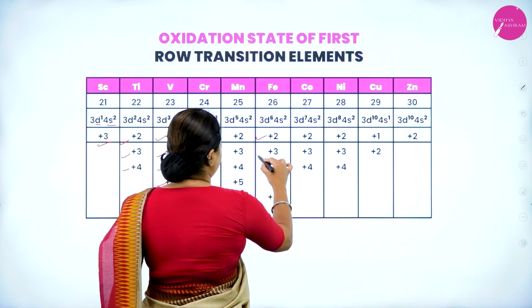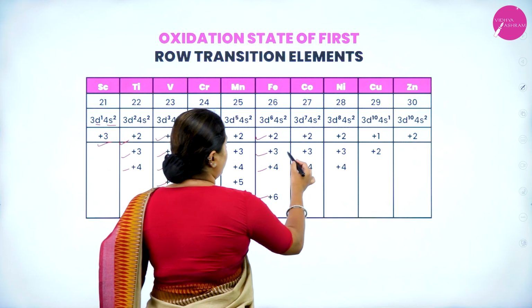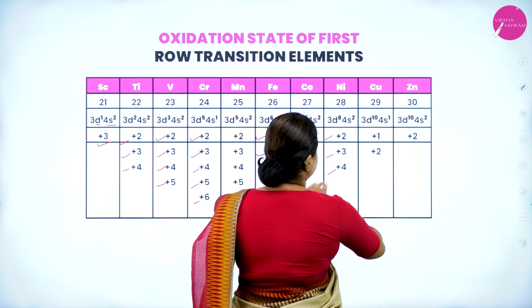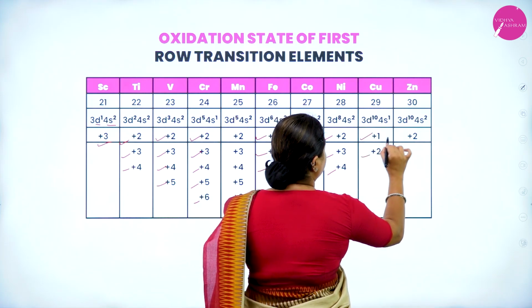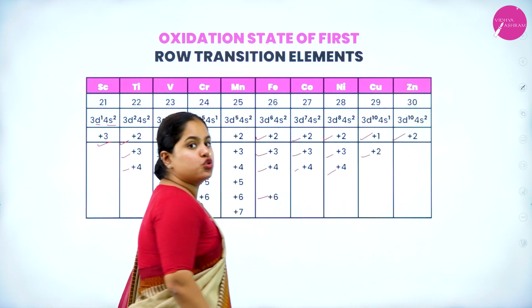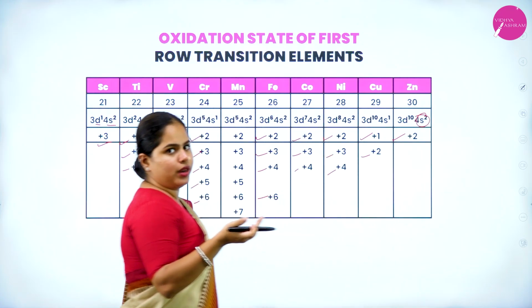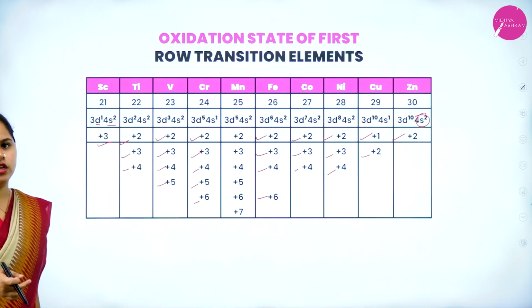Now iron has +2, +3, +4 and +6. Cobalt has +2, +3 and +4. Nickel has +2, +3, +4. Copper has +1 and +2, and zinc will have +2 only, because it is completely filled, so it is only ready to lose the 2 electrons, right? So this is the order which you can see.